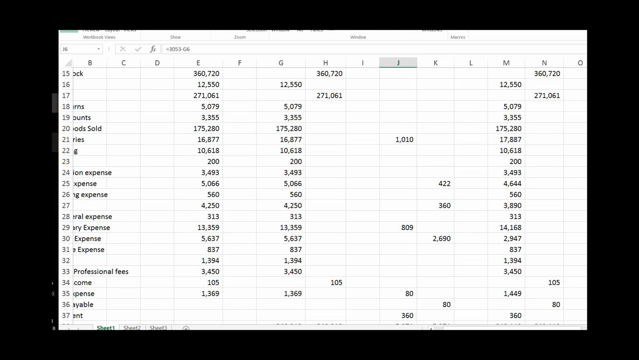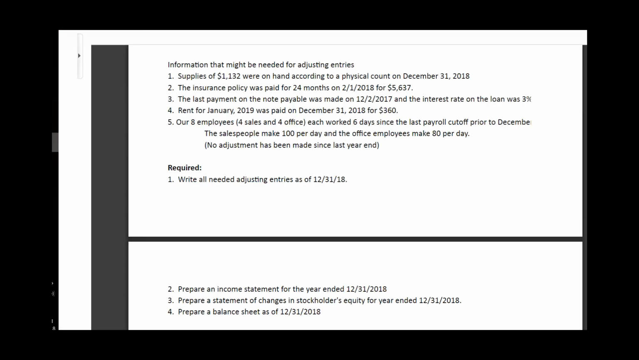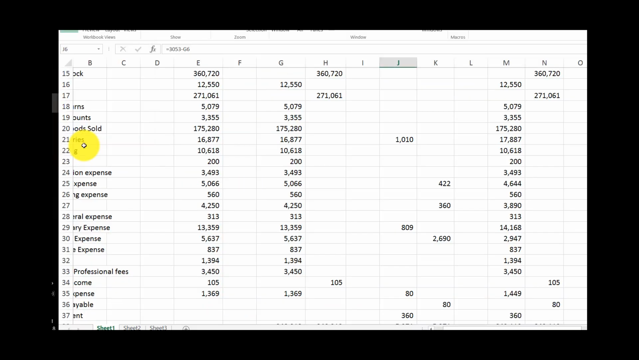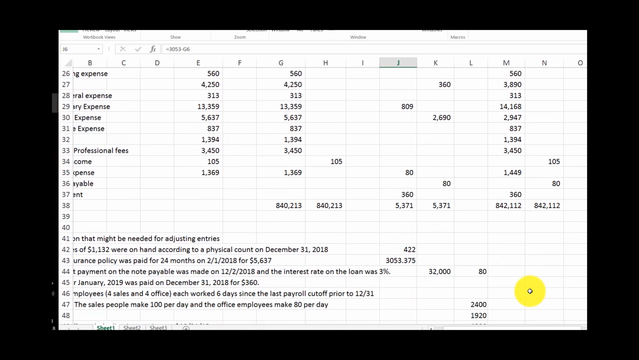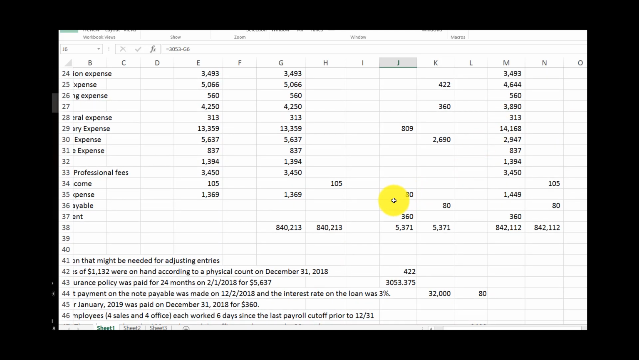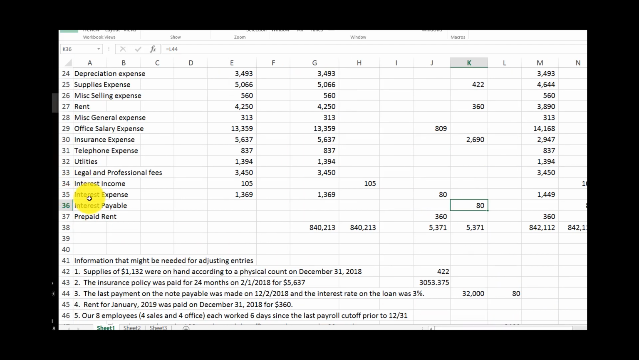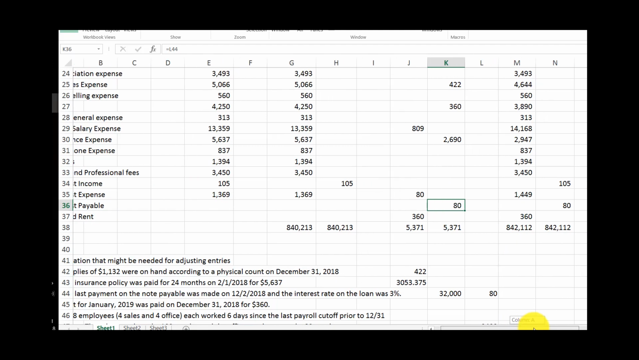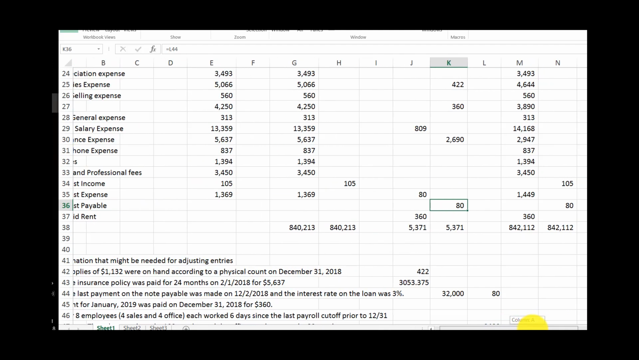All right, going back to our requirements, note payable at 3%, and the last payment was made on December 2nd. Sounds like a month of interest needs to be accrued. So we figure out what that interest is. $80 is our calculation on the note payable for 1 month. And then we debit the expense and credit the interest payable. Notice the interest expense was there, but interest payable was not on our trial balance. We just add that at the bottom of our spreadsheet here.